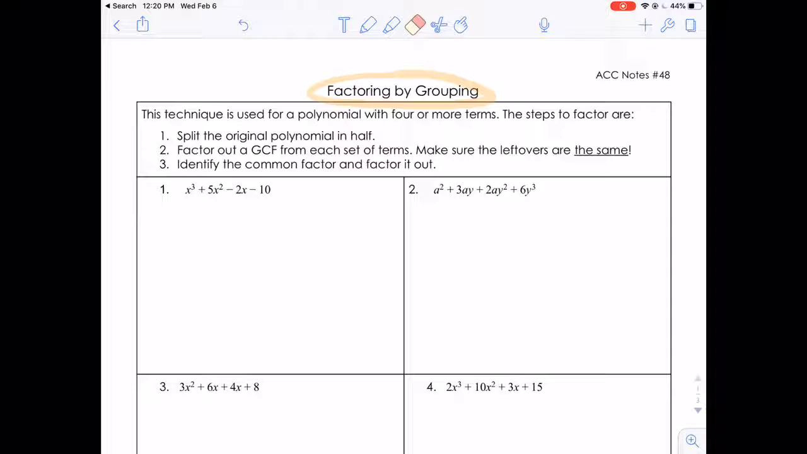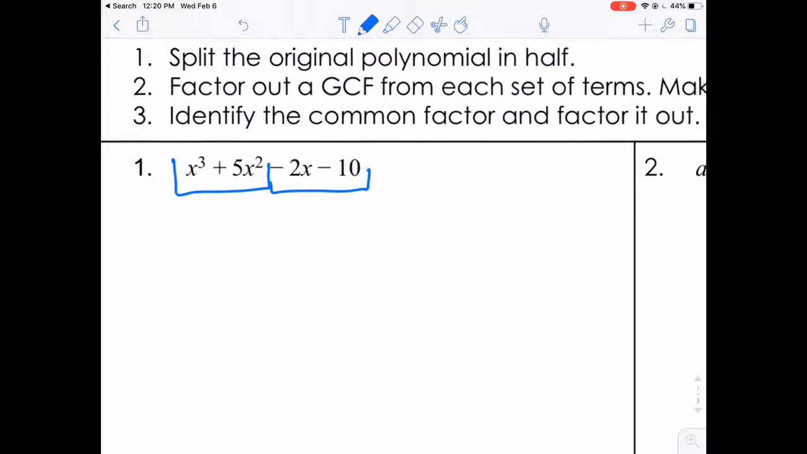And we're going to split the original polynomial in half. So it has to have an even number. So I'm going to take this first section here and the second section there. So it has 2 sections. We're going to factor out a GCF from each side. So we're going to factor out whatever we can here.